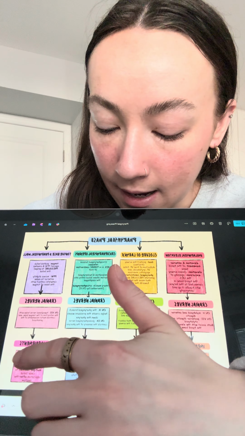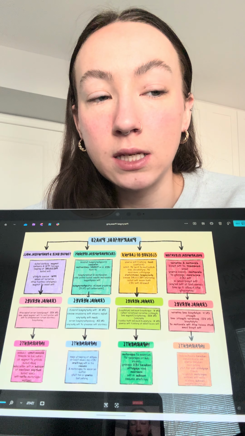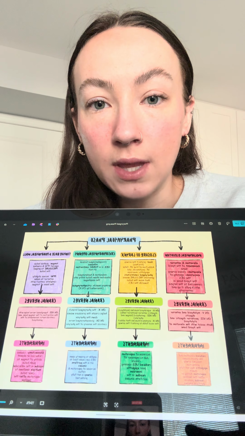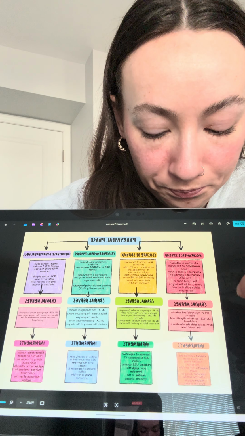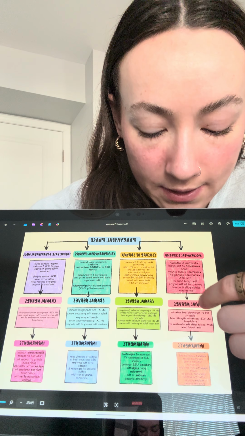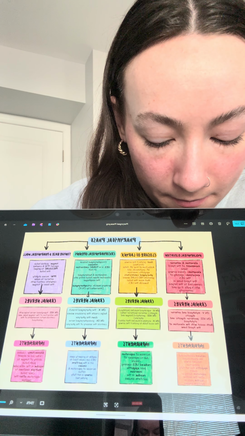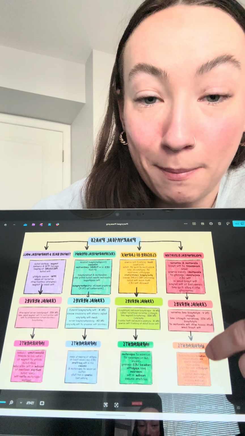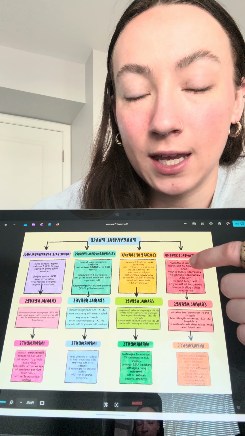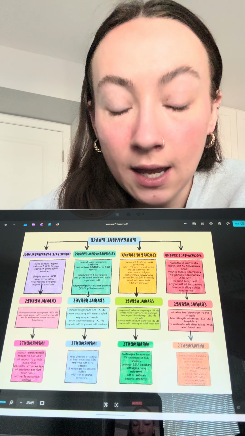And then next I have the pharyngeal phase. So I put the 4 more important things that happen in this stage. So the hyolaryngeal elevation, the cranial nerves involved in that stage, 5 and 7. And then the different impairments that can happen if this specific part of the swallow is disrupted.